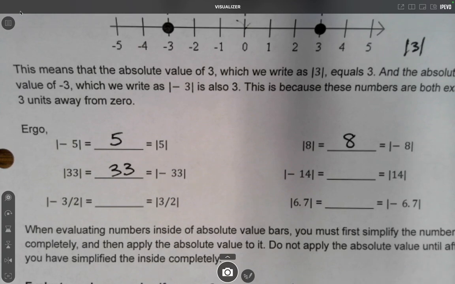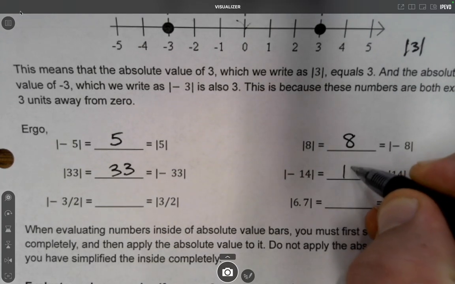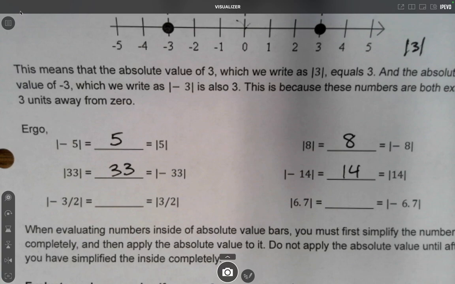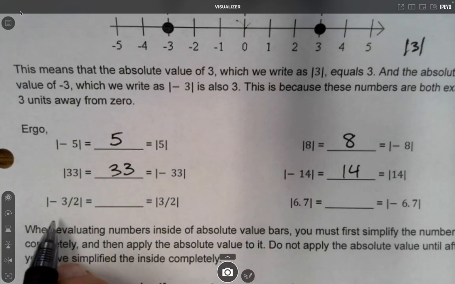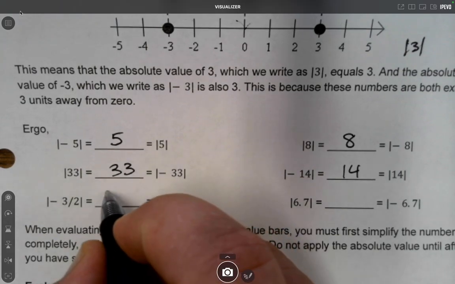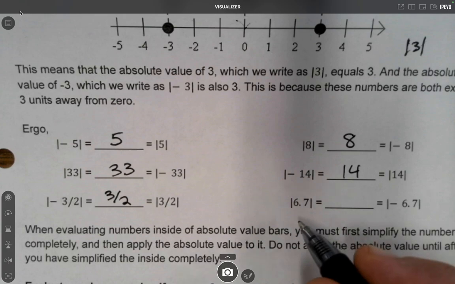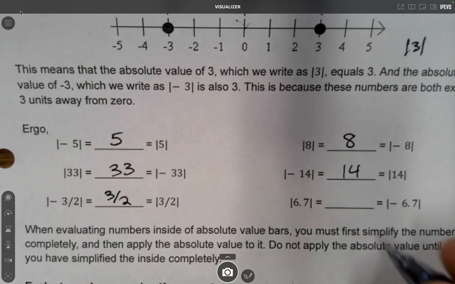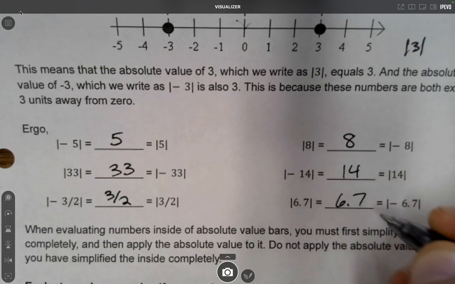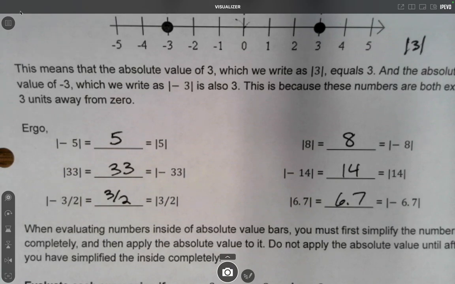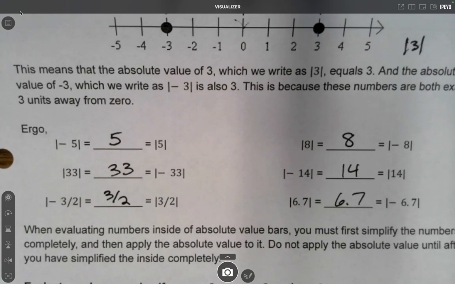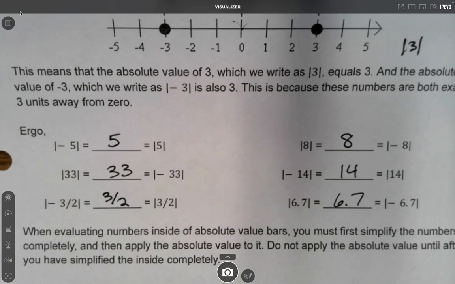The absolute value of -14 and +14 is 14. The absolute value of -3/2 and +3/2 is 3/2. And the absolute value of 6.7 and -6.7 is 6.7. I did those last two to make sure you knew this works not just for whole numbers and integers, but also for fractions and decimals.